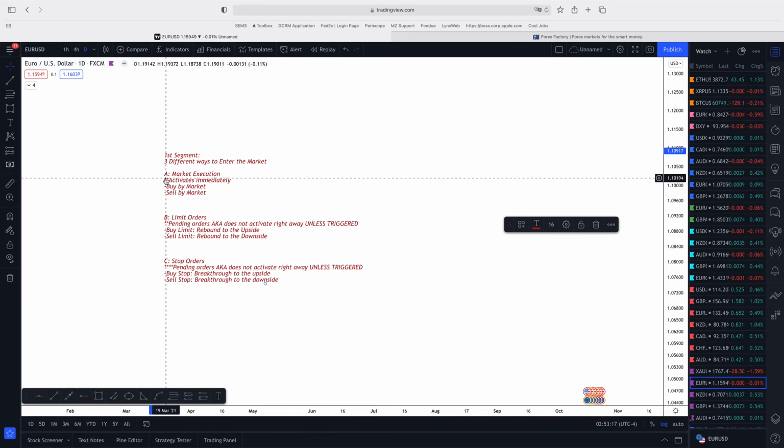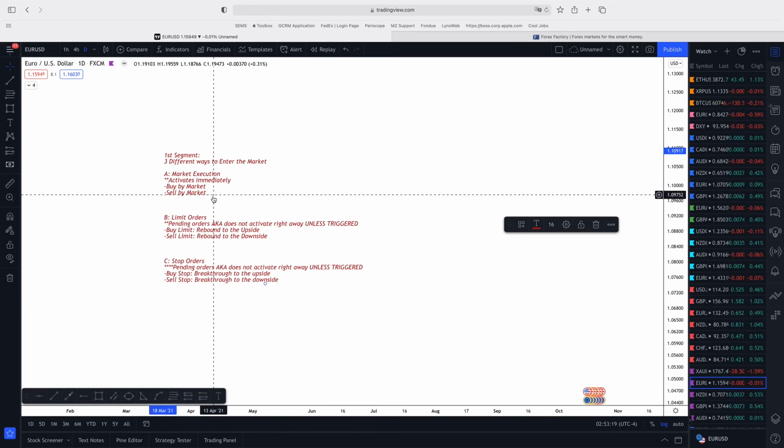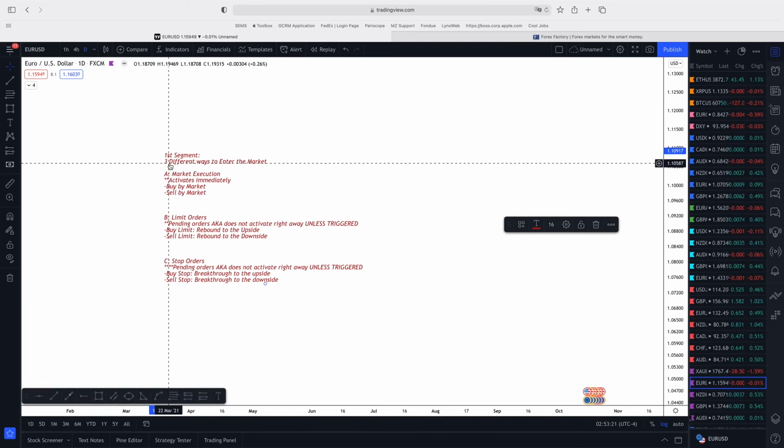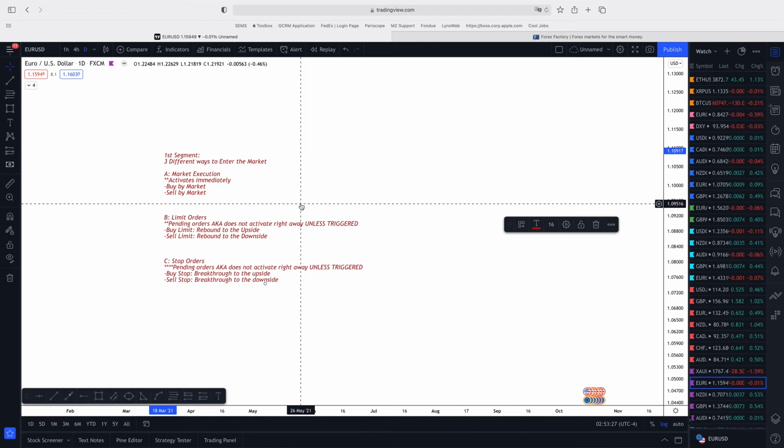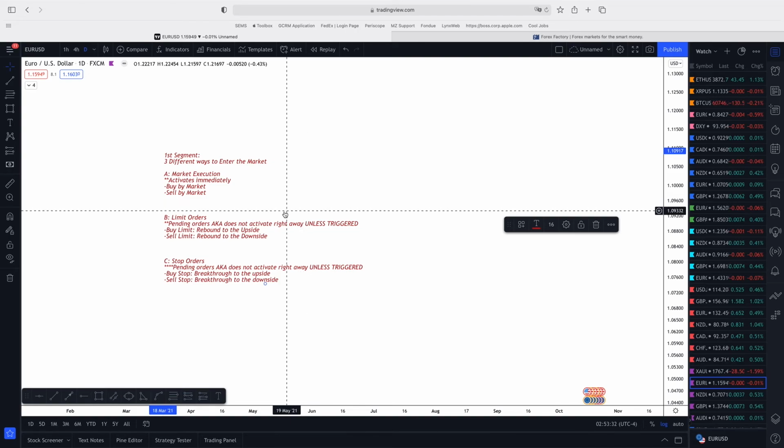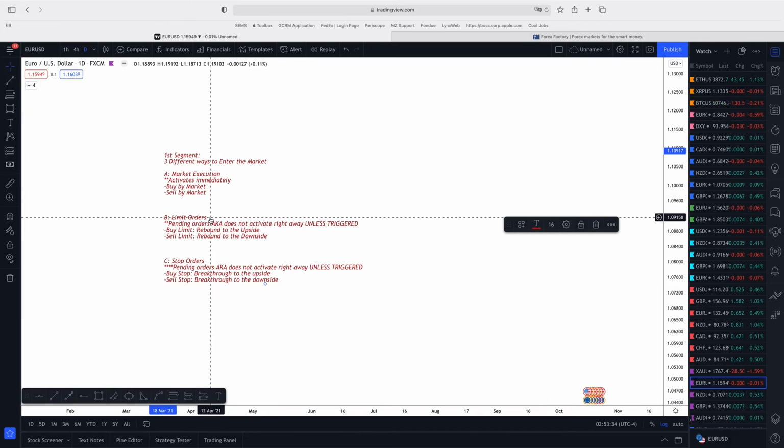There's something called a buy by market, and there's something called a sell by market. Now, where it gets a bit more tricky, and you don't have to spend all your time on this, but I would look into it, guys. But the second type of order to enter the market is actually called a limit order.